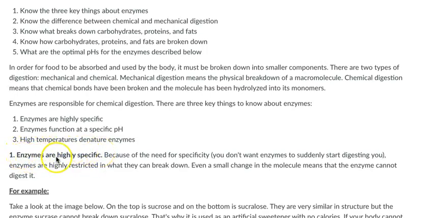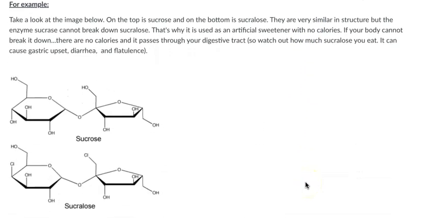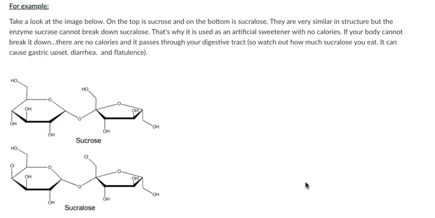So for enzymes being highly specific, basically this means that even a small change in a molecule means that the enzyme cannot digest it. A classic example of that is the difference between sucrose and sucralose. They're very, very similar. You'll notice right here there's a bit of a difference, and then right here there's a little bit of a difference, but that's enough of a difference in sucralose to make it zero calorie, because your body cannot digest it and use it. If it could, it would now have calories associated with it.